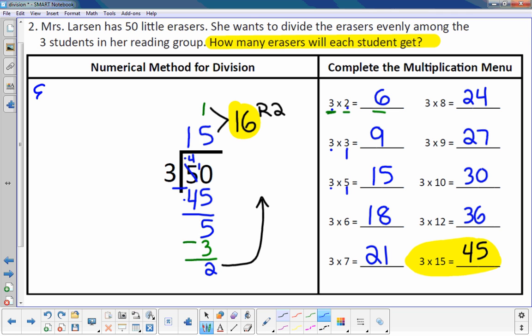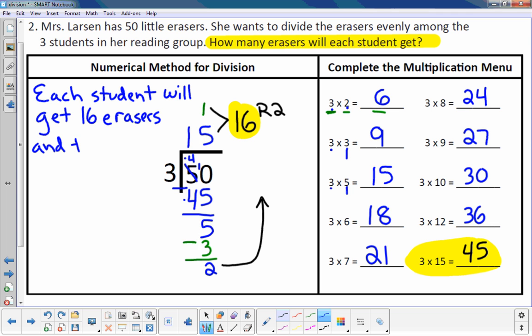So let's write that. Each student will get 16 erasers, and there are 2 left over. Practice writing it in a complete sentence with details and descriptions to let the reader be able to understand it.